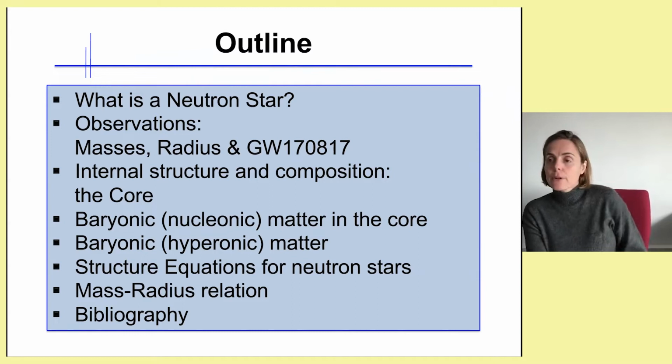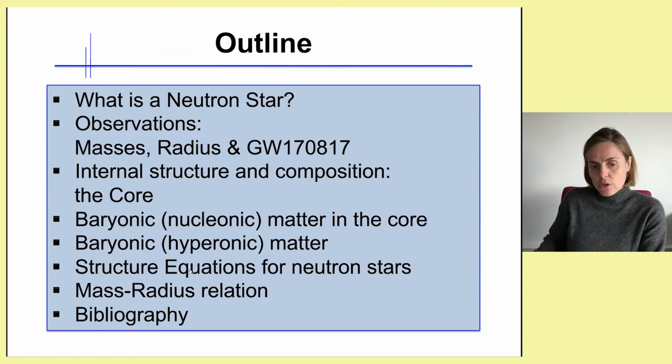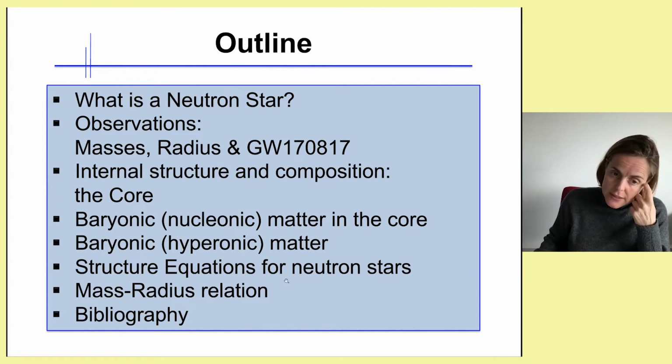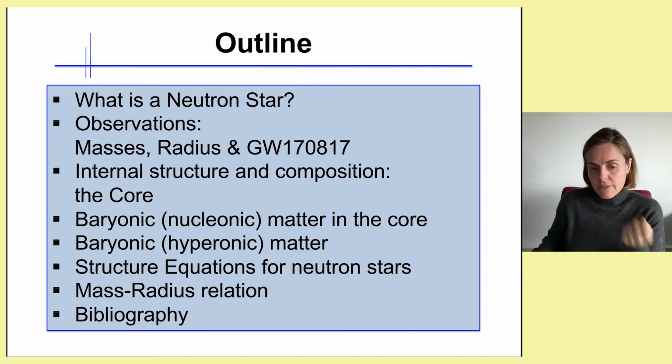And finally, to see how we relate this macrophysics with the micro through what is solved for the calculation of the masses and radius. This is done by looking at the structure equations for neutron stars. And then finally, the example of mass and radius.